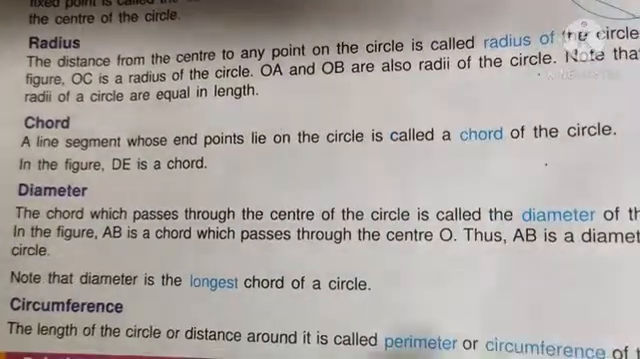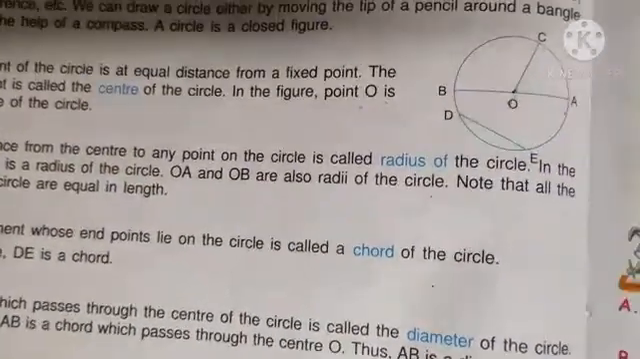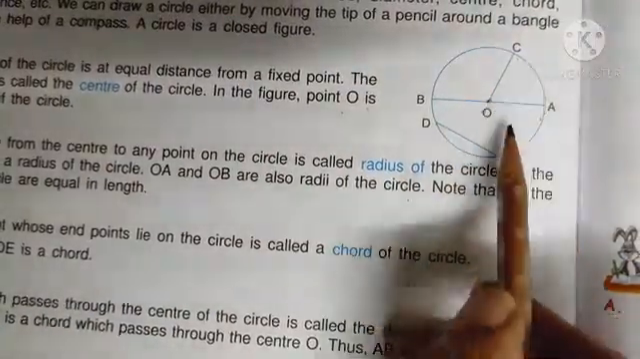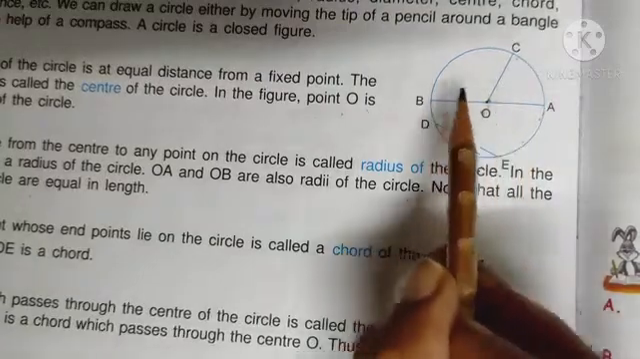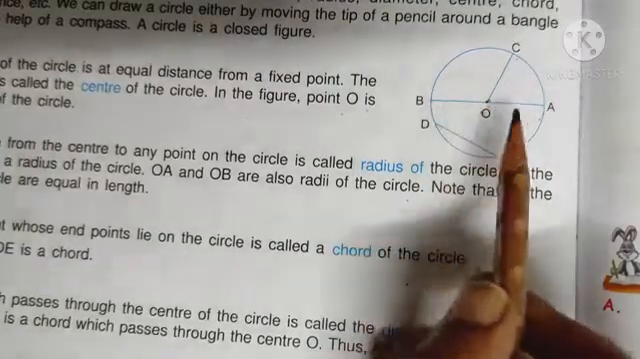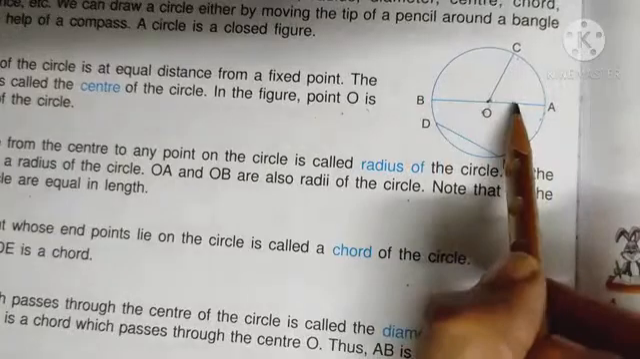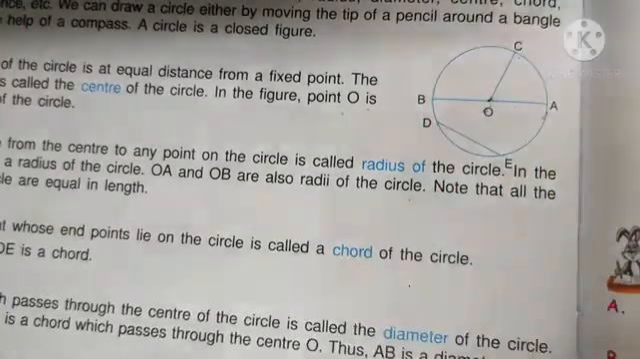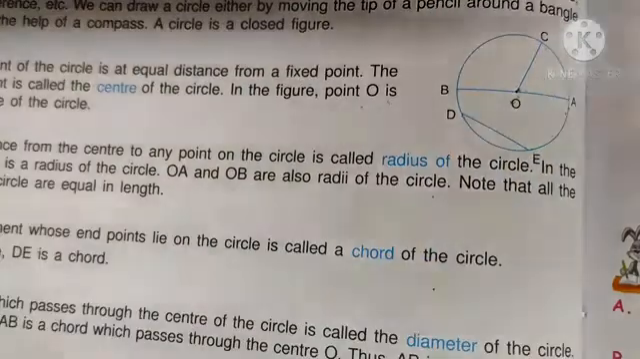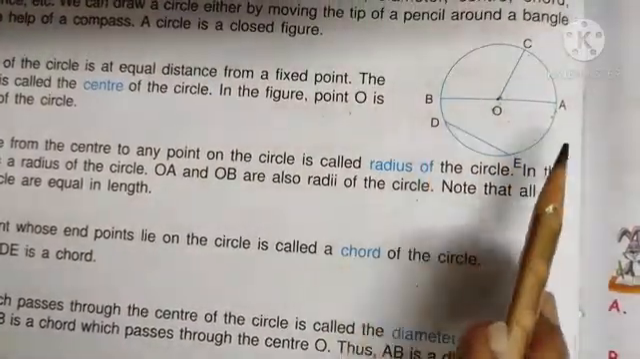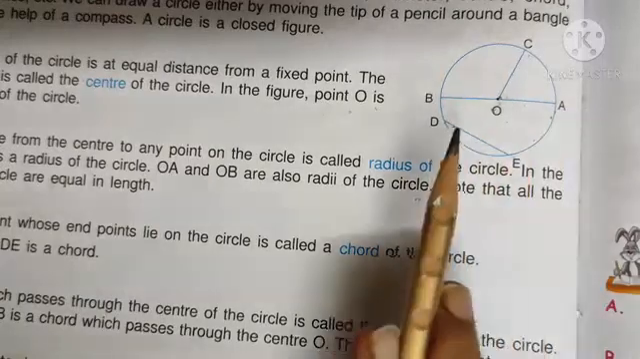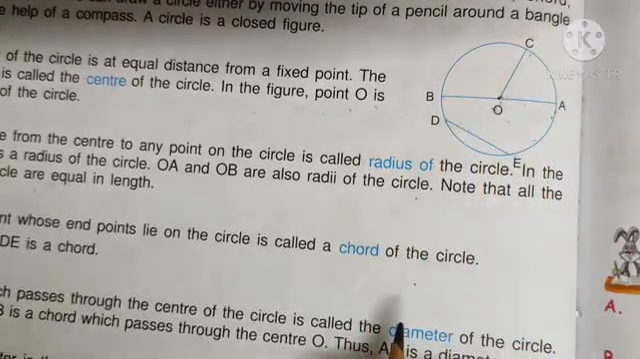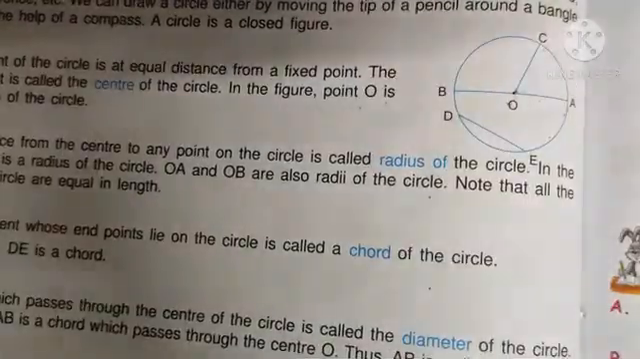Diameter is twice the radius. Suppose the radius of the circle is 4 cm, so its diameter is 8, twice the radius. Suppose OA is 4, so AB is 8 cm, and the radius is half of the diameter. If the diameter is given as 6 cm, its radius is half, so its radius will be 3 cm.